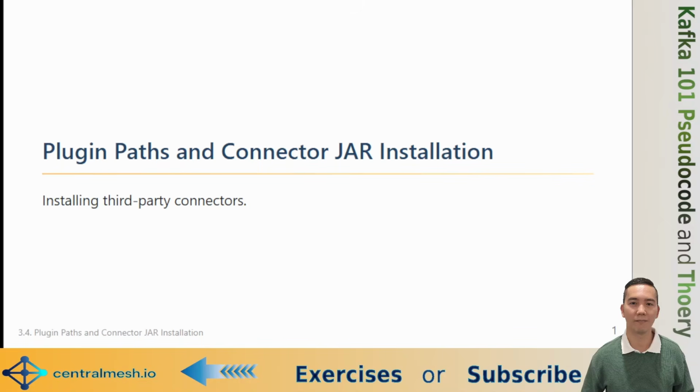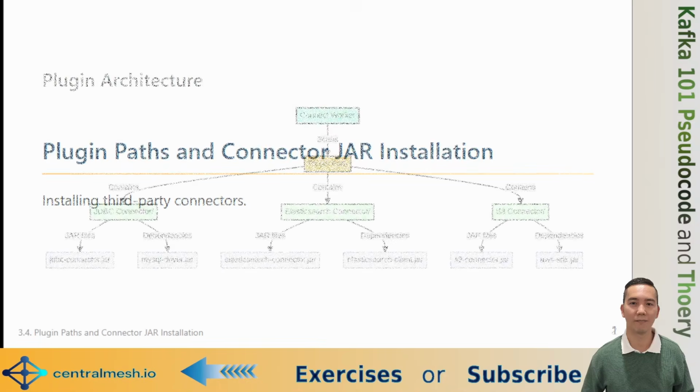Kafka Connect doesn't include all of these connectors by default. Instead, it uses a plugin architecture, allowing you to install only the connectors that your environment needs. In this lesson, you will learn how Kafka Connect discovers connector plugins, how to configure the plugin path, how to install connector jar files, and finally, how to verify that the installation was successful.